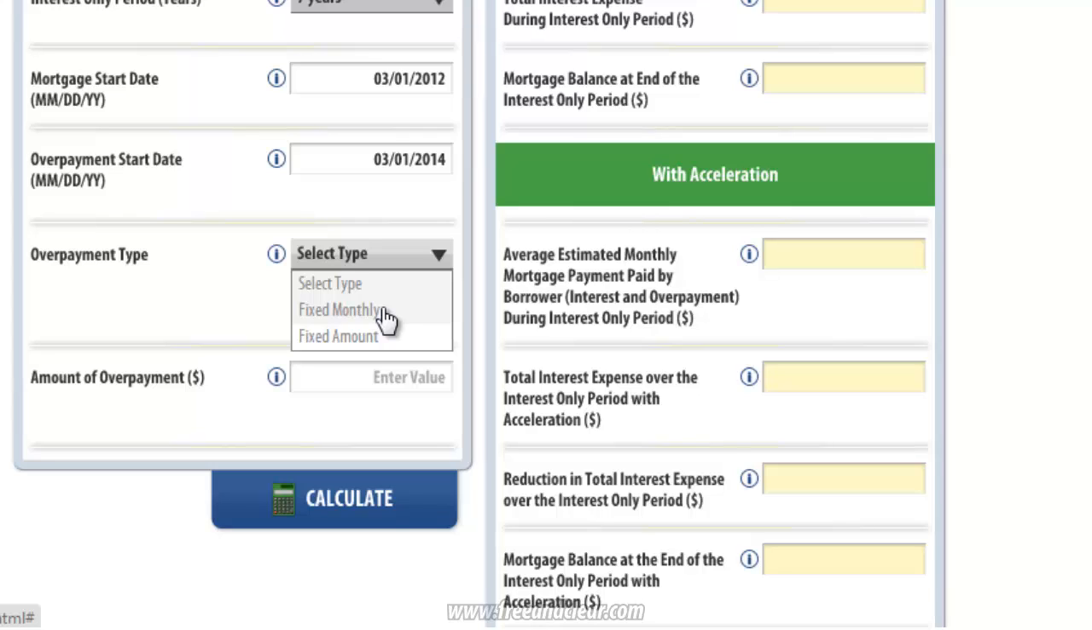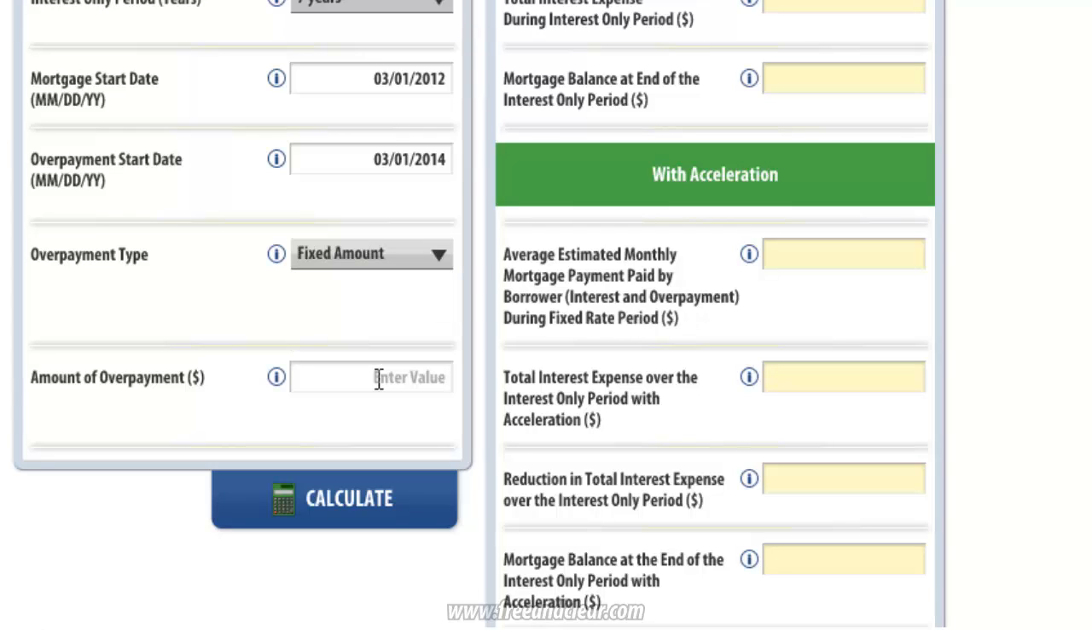The second option is fixed amount, which means you're overpaying your mortgage by a fixed amount, say $150 per monthly payment during the acceleration period. If you use the fixed amount method, it means that the mortgage payment you make, including your overpayment, will go down a little every month. I'm going to select fixed amount.